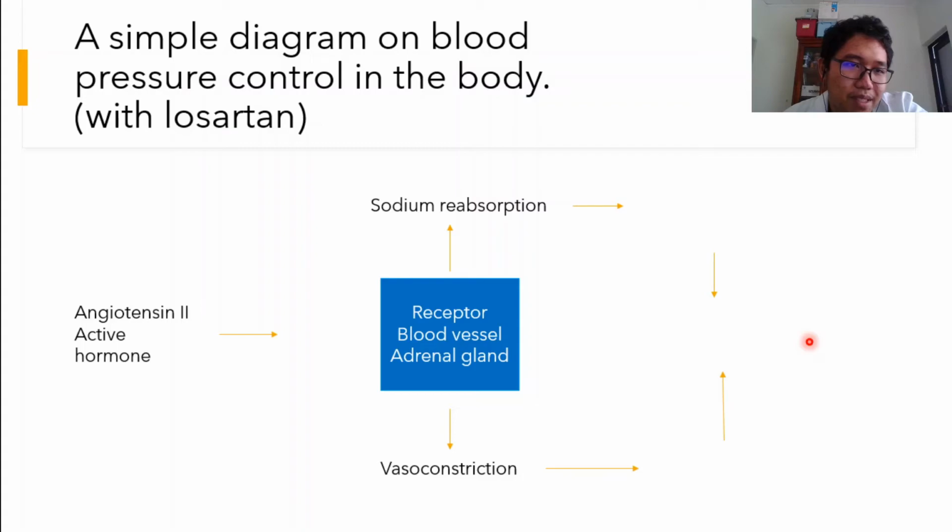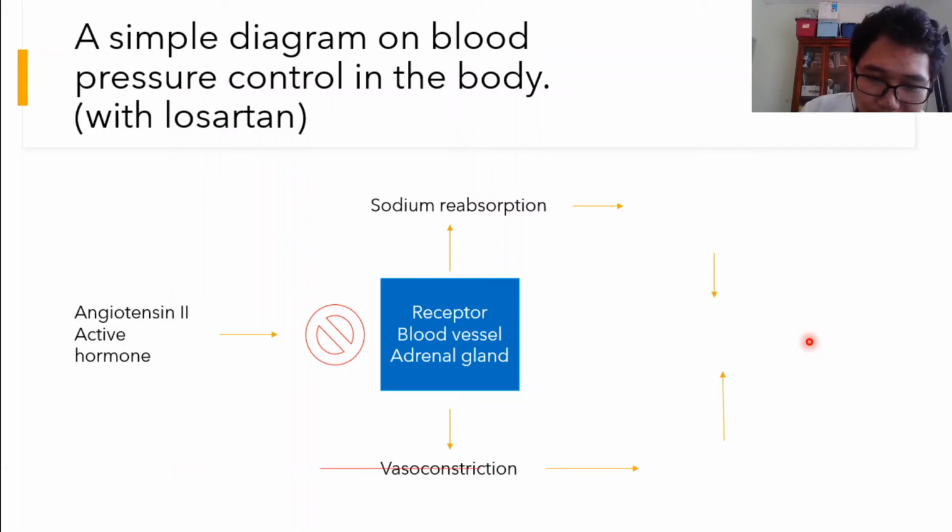Now, what happens if you add losartan? Here's what happens when you add losartan. First, angiotensin 2 is blocked from binding to its receptor in the blood vessels and adrenal glands. So this leads to vasoconstriction not happening at all. So vasoconstriction does not happen, and sodium reabsorption also does not happen.